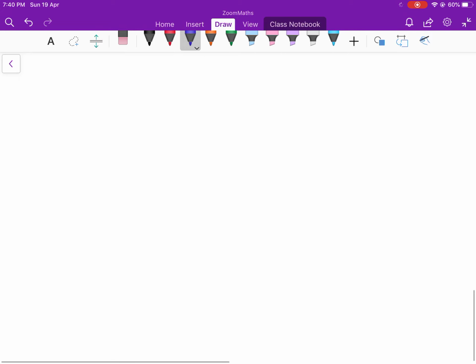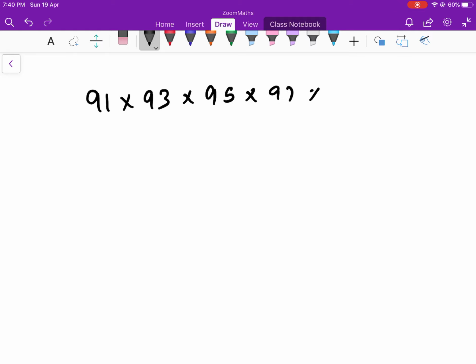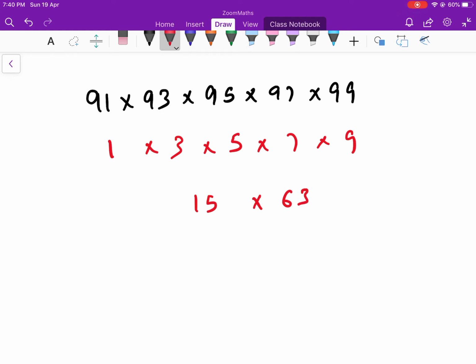Take this number 91 into 93 into 95 into 97 into 99. Now if you have to find the units digit of this number, again you take the units digits of each of these numbers. So 1 into 3 into 5 into 7 into 9. So this is 15 into 63. That's again like 5 and 3. 5 into 3 is 15.